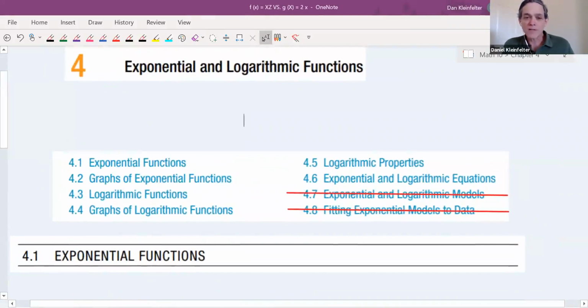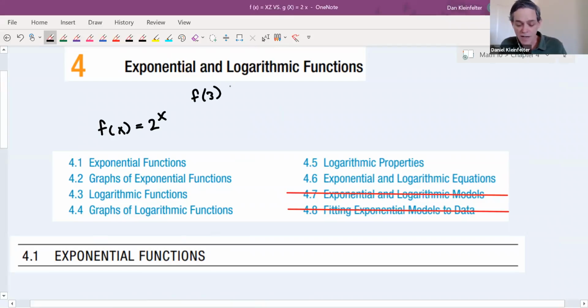An exponential function is basically a function where we take a constant base, like 2, for example, and raise it to a variable power. So if we had 2 raised to the x power, we could think of f of 3. This would be 2 cubed, which would be 8. f of 5 would be 2 to the 5th power, which is 32. So we have a constant base raised to a variable power.